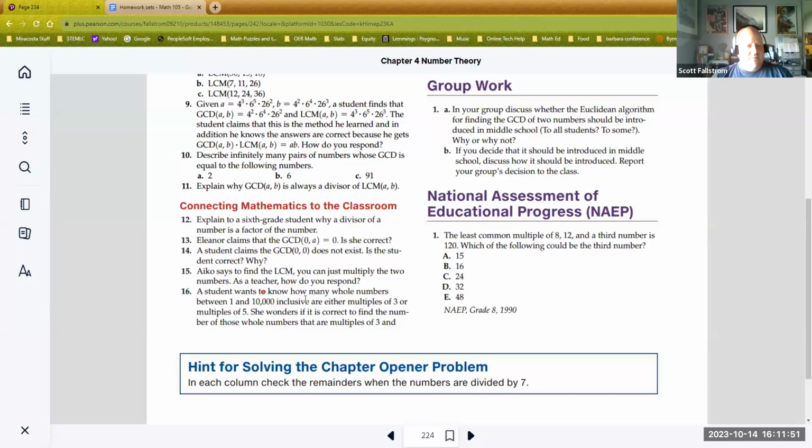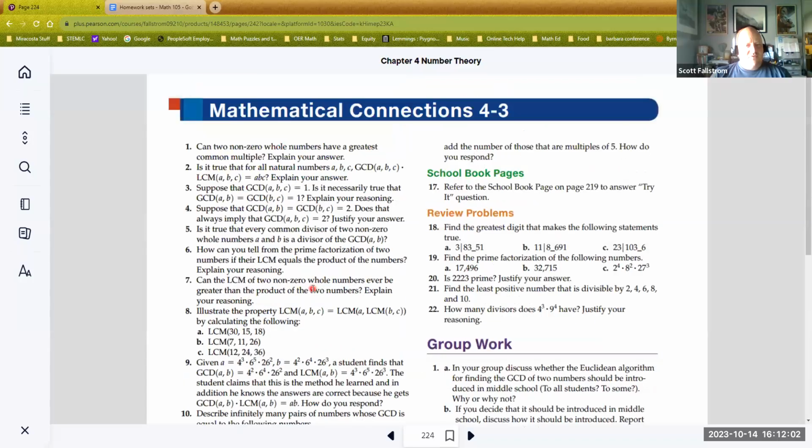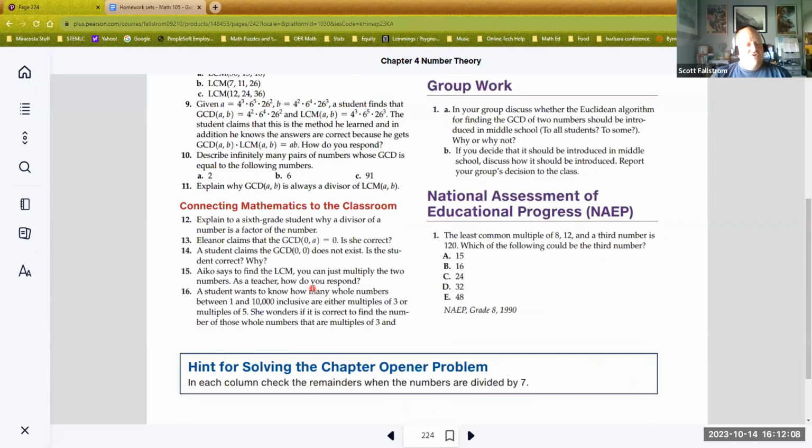And lastly, a student wants to know how many whole numbers between 1 and 10,000 are either multiples of 3 or multiples of 5. She thinks the way you go about doing that is you find all the ones that are multiples of 3 and you add all the ones that are multiples of 5. So what do you think about this strategy? How do you respond?